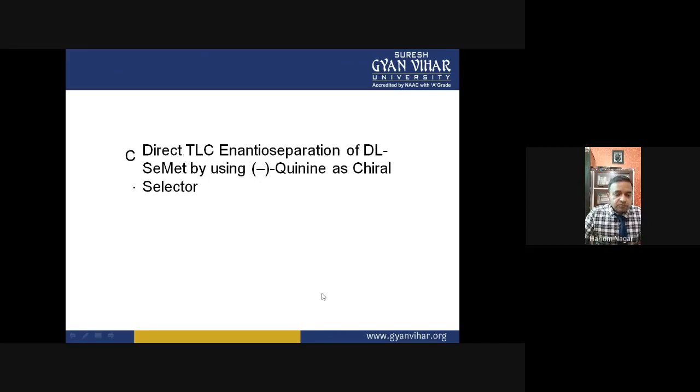So, for separation of DL-selenomethionine by the direct thin layer chromatographic technique, we used here minus quinine, meaning levorotatory. Quinine also has chiral centers, and this one has the configuration minus, meaning it rotates plane polarized light in the anticlockwise direction.